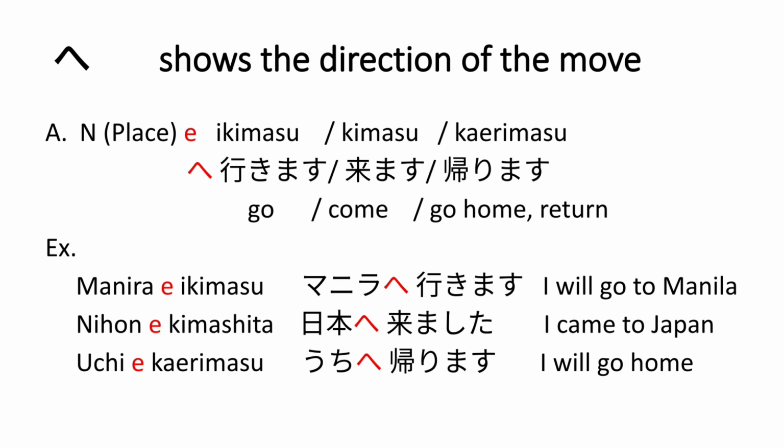So what I wanted to tell you is to remember these three verbs. If you memorize these, ikimasu, kimasu, kairimasu, once you see these verbs and there is a place, you need to use the particle e. Okay? So I will be showing you another sentence pattern on our next slide. Okay?